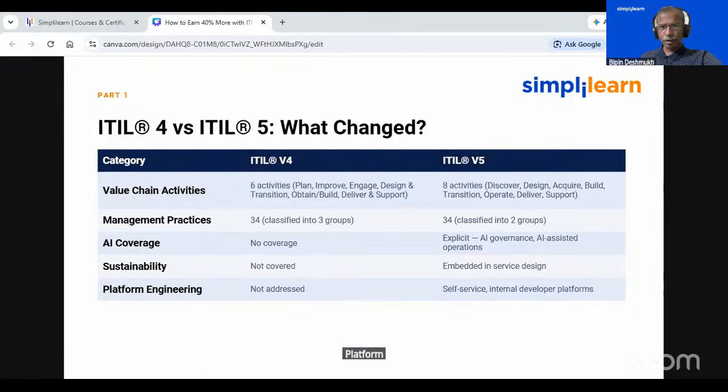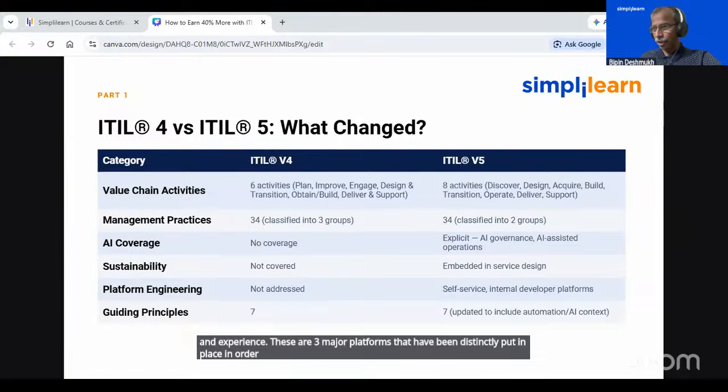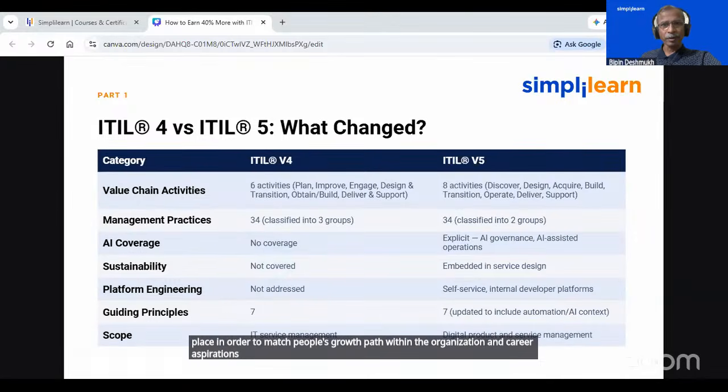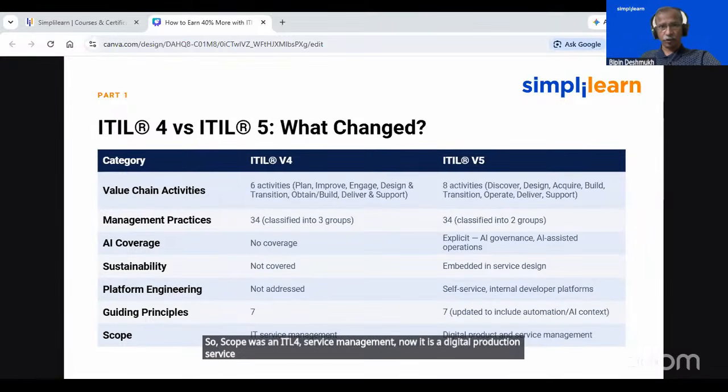Platform engineering, service, and products and experience. These are 3 major platforms that have been distinctly put in place in order to match people's growth path within the organization and career aspirations. So the scope in ITIL 4 was service management. Now it is digital products and service management. That's what we have spoken about in depth.